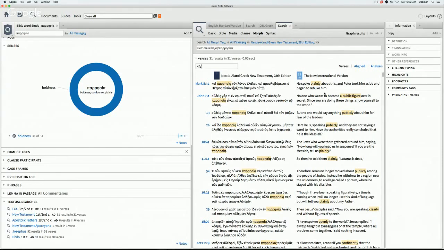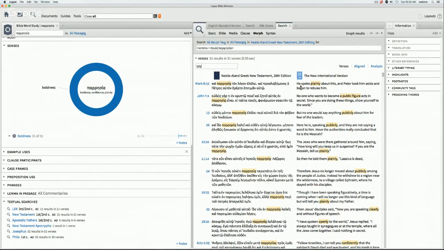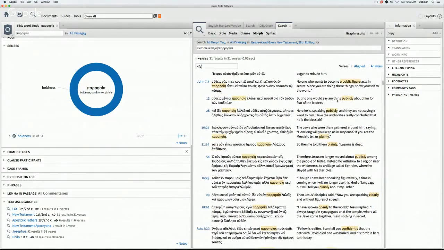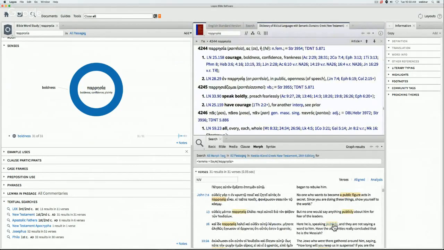Okay, so we're looking at several different results of parousia. And in the Gospels, he, speaking of Jesus, spoke plainly about this. So that obviously would be the idea of speaking openly. And here again, this time in the context of the Pharisees. Let's just pull this down here so we can see that result.